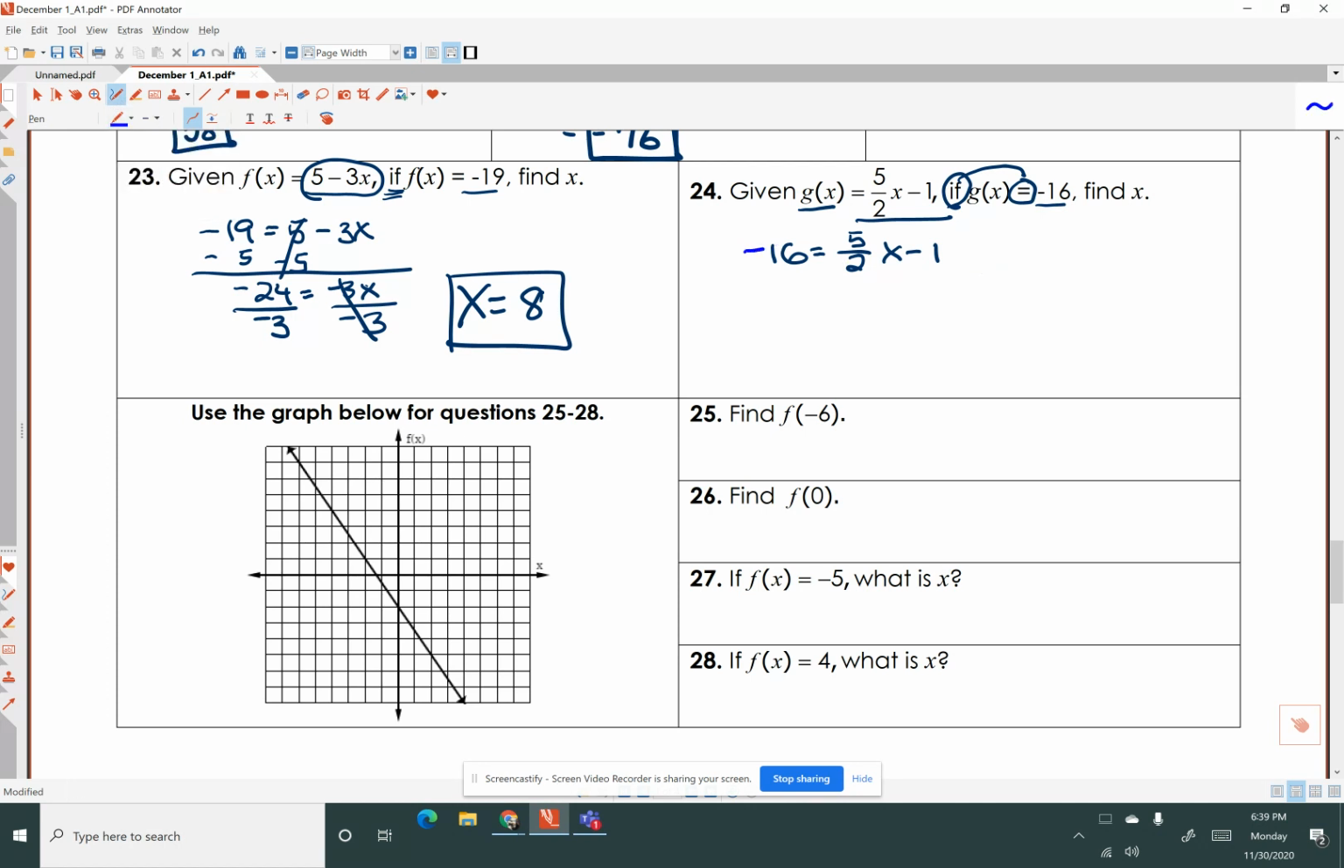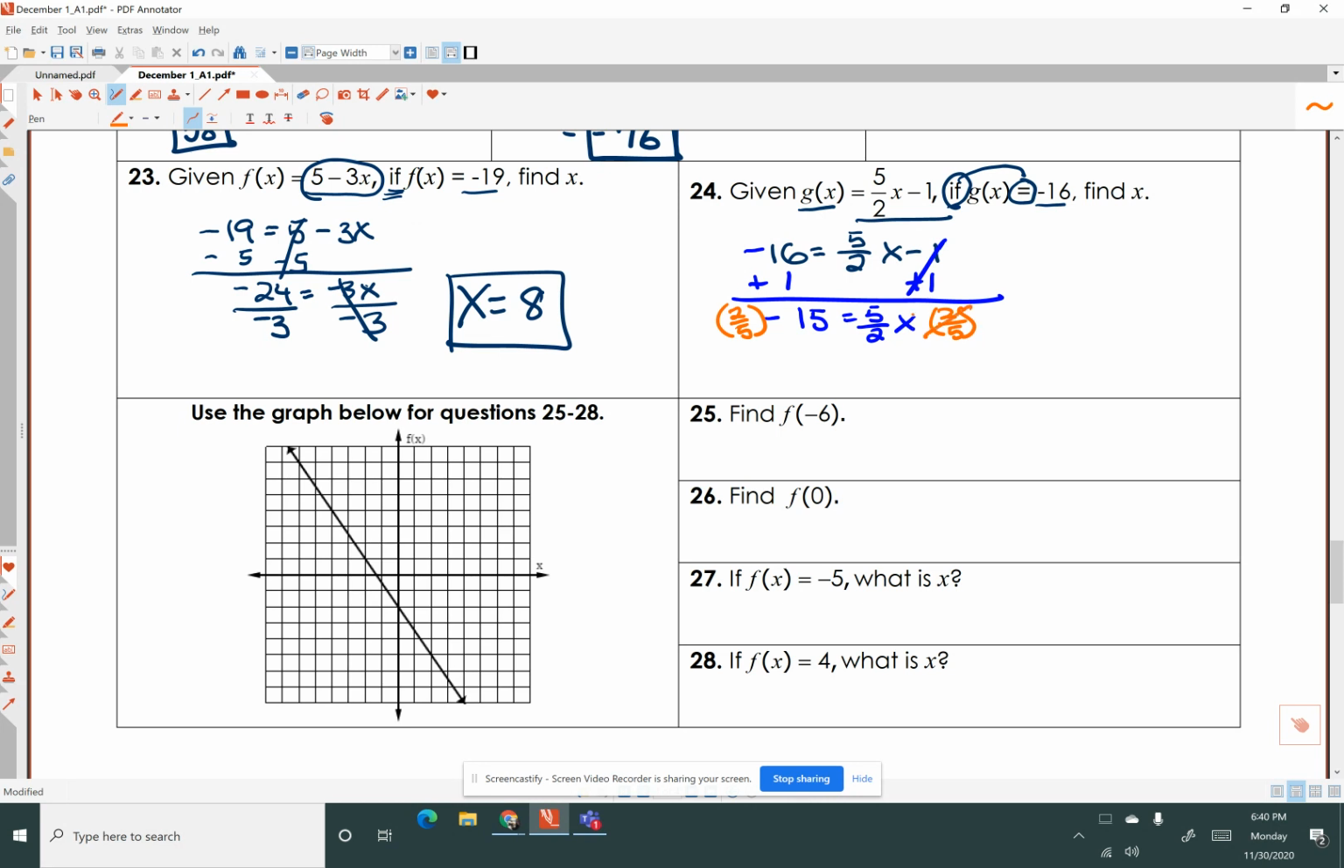We have our negative sign. I actually should have added 1 to both sides before I did that. There we go. Negative 15 equals 5/2 x. Okay, now multiply both sides by the reciprocal of 5/2. So it would be 2/5.